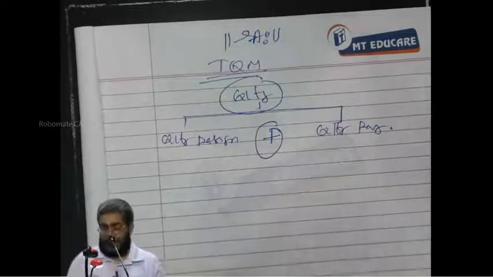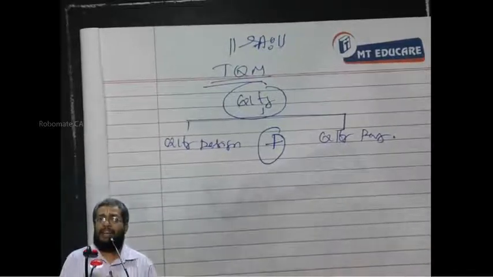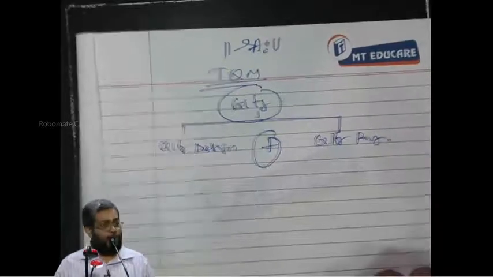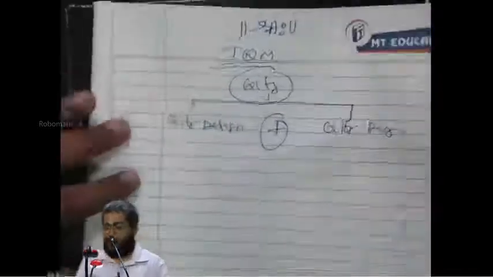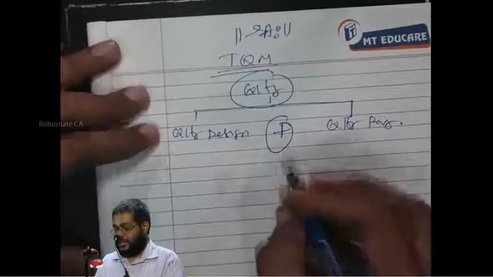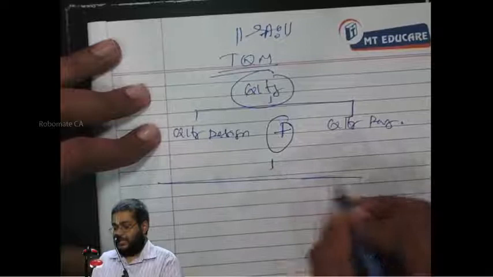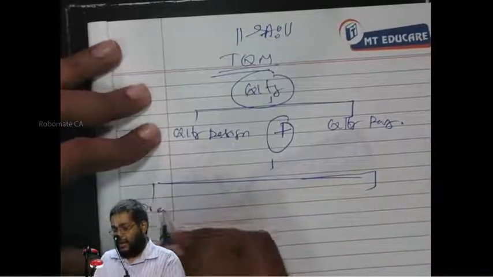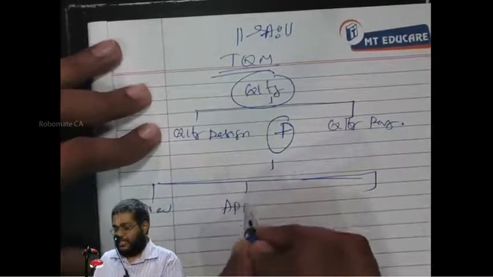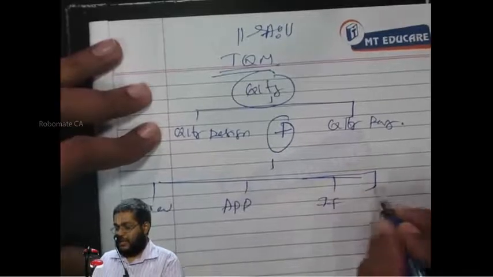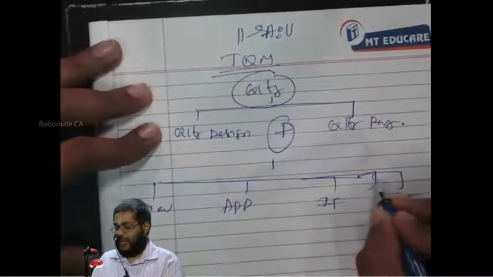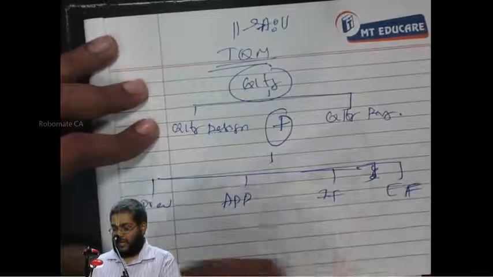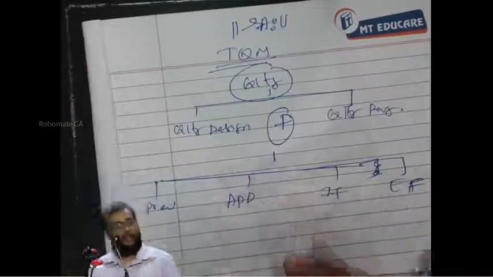So now when I say quality cost can be divided into how many parts? 4 parts. The 4 types of quality cost. Name the 4 types of quality cost: prevention cost, appraisal cost, internal failure, and then external failure. Prevention cost, appraisal cost, internal failure, and external failure are the 4 types of quality cost. Understand the abbreviation or not?